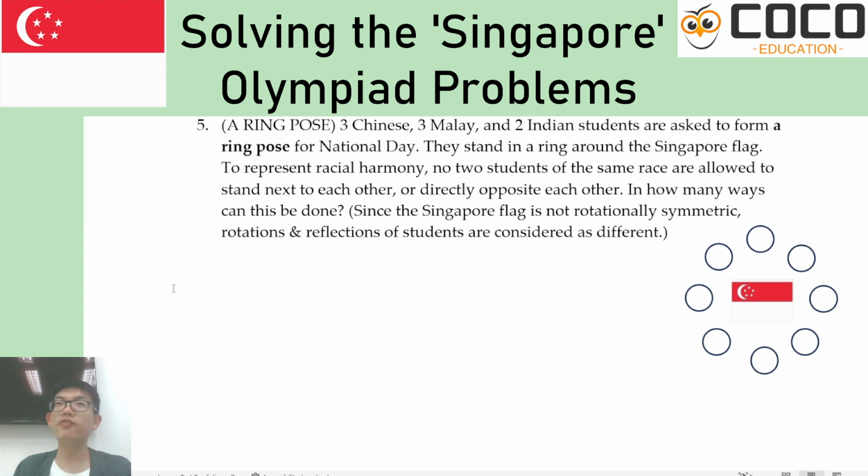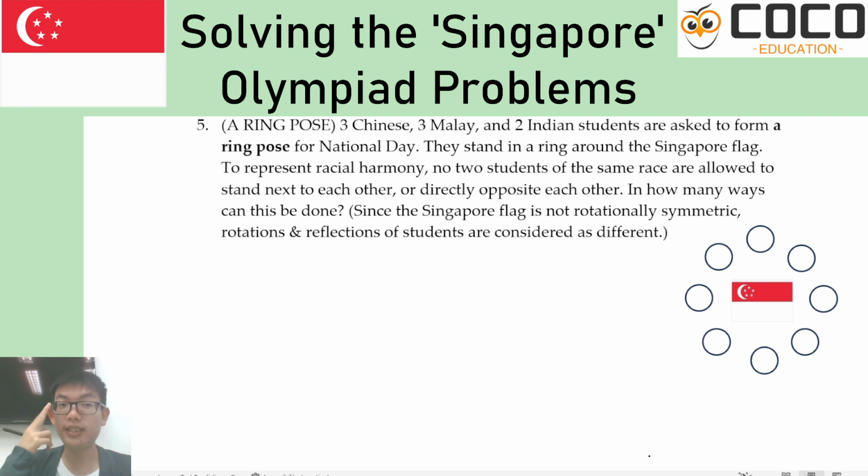Now, there's also a lot of effort in the position of standing. I'm not sure if you've noticed this, but there's always some effort in trying to make sure that people stand in an appropriate way. And so here, no two students of the same race are allowed to stand next to each other or directly opposite each other. Now, there is no reason why they cannot stand directly opposite each other, except that I'm trying to make the question work. So apologies if that sounds very strange. Now, in how many ways can this be done? And note that rotations and reflections are considered as different because the Singapore flag, which is placed in the middle, is not rotationally symmetric.